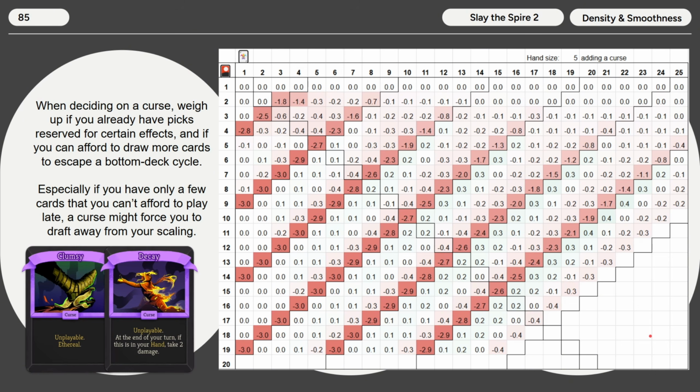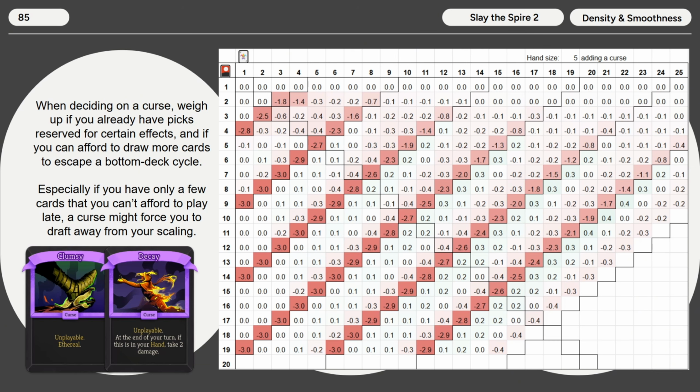So when you're deciding on the curse, weigh up whether you already have picks reserved for certain effects, like if you need the frost card and you're going to draft a frost card, or if you need an Accuracy and you're going to draft an Accuracy or a Footwork or just a power. If you can afford to draw more cards and escape a bottom cycle deck, that's one thing going for it. But if you have these effects reserved, it maybe makes you less likely to want to take a curse, because you're already taking card slots away from when you would go to the next cycle and effectively add a dead hand into a deck.